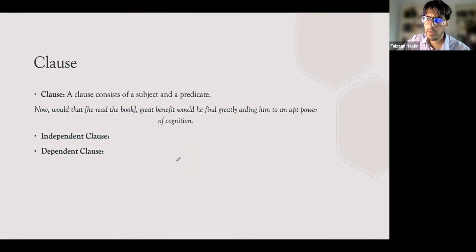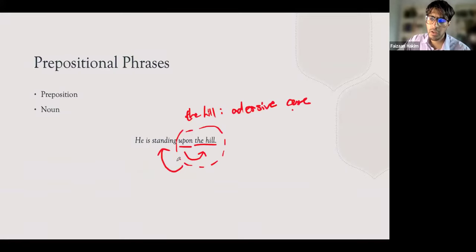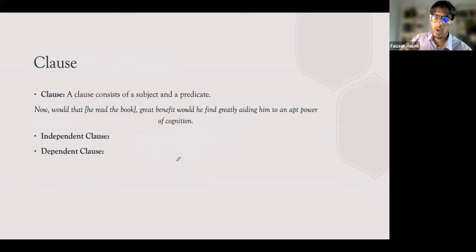Lastly, a very small amount of sentential syntax. So we have phrases, but lastly, how do we put these things together into sentences? Well, the most important idea here is the clause. A clause consists simply of a subject and a predicate. It can be independent or dependent. That is when it stands alone and forms a sentence.